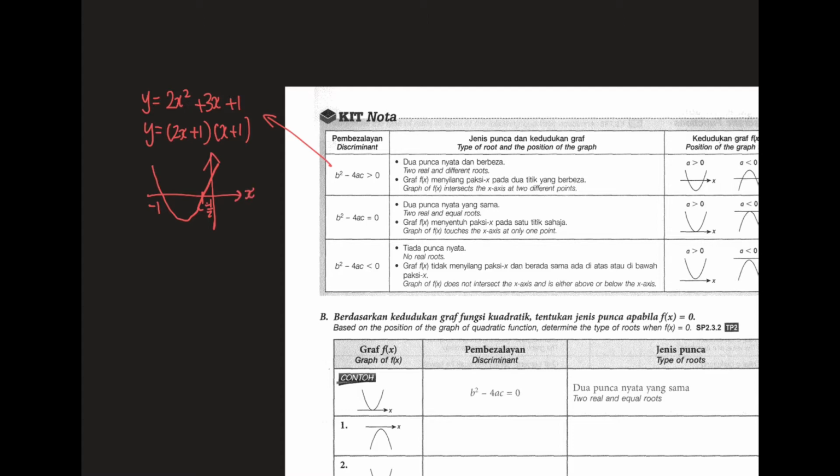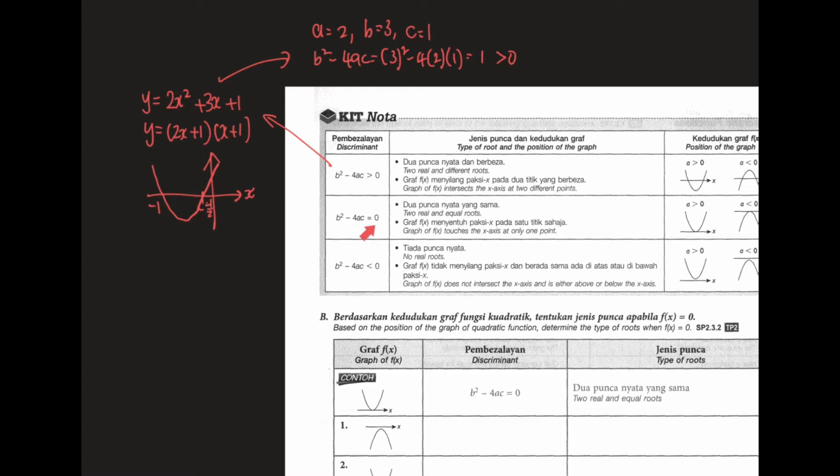If I go and count the discriminant, a is 2, b is 3, c is 1. So b squared minus 4ac is 3 squared minus 4 times 2 times 1, which is 9 minus 8, equals 1. This is greater than 0. So you can see that b squared minus 4ac is greater than 0, and your graph intersects the x-axis at two different points. This is the example.